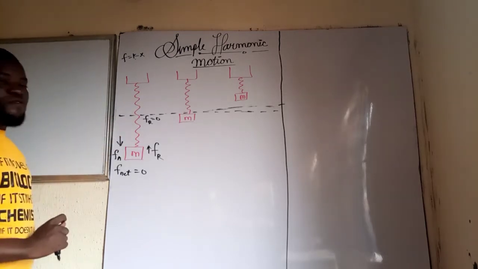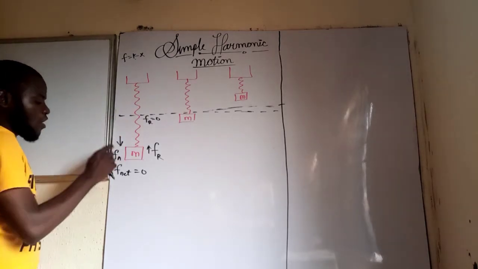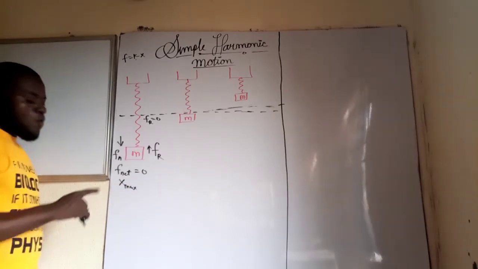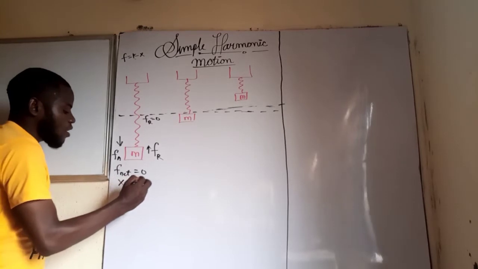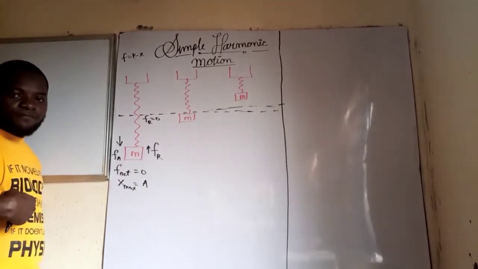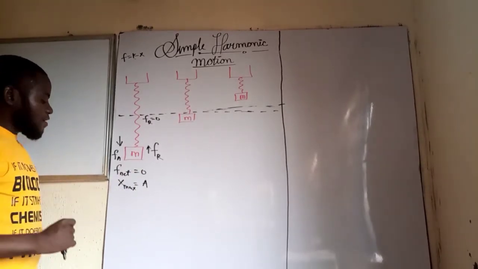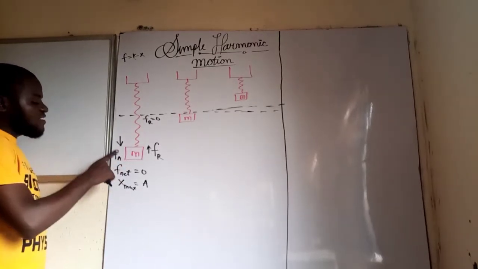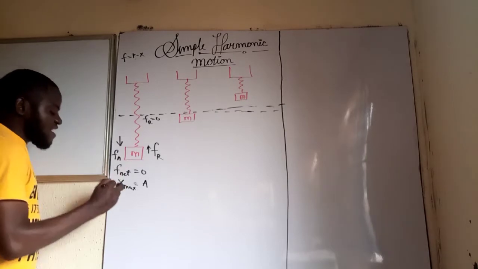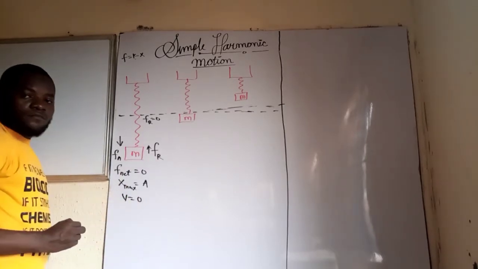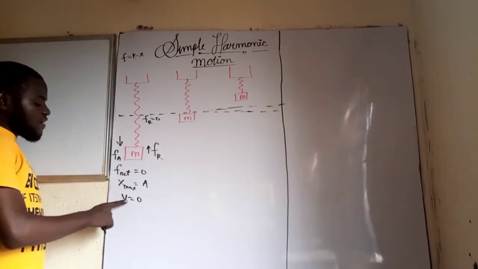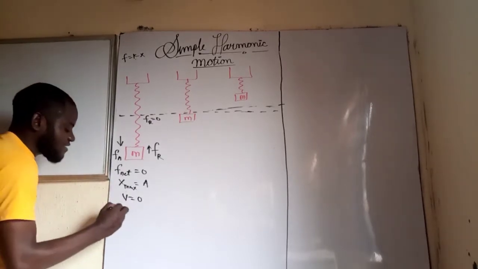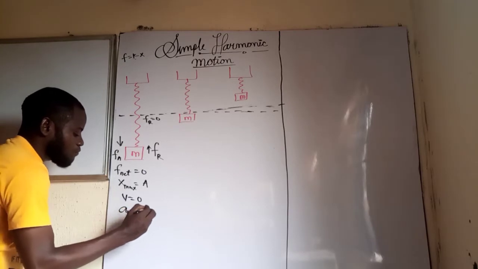So, if this is the case, at this point our displacement is maximum. When displacement is maximum, we call it what? Amplitude. Now, you will agree with me that initially, when we have not released this body, the velocity of this body is 0. Are we together? If the velocity is 0 and our displacement is maximum, our acceleration would also be maximum.